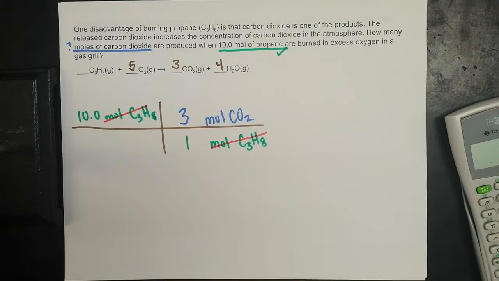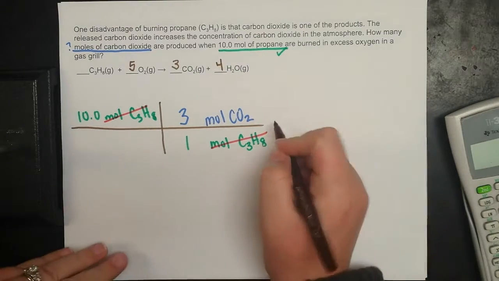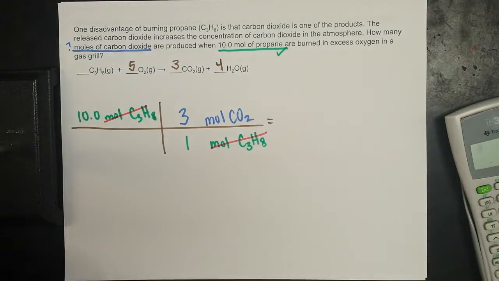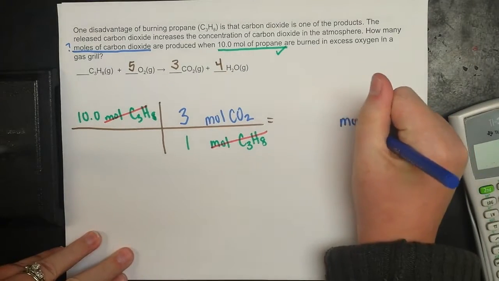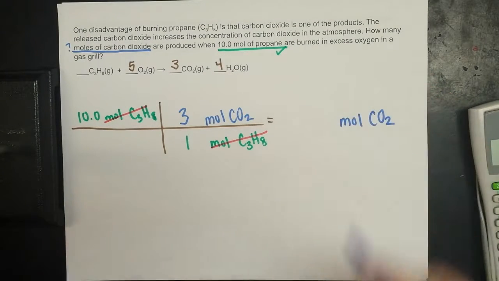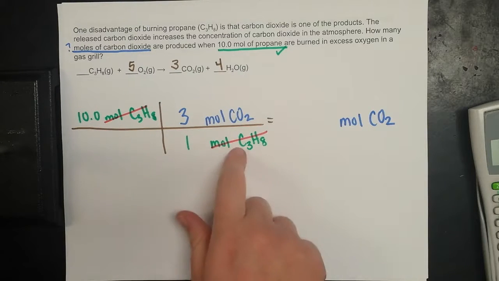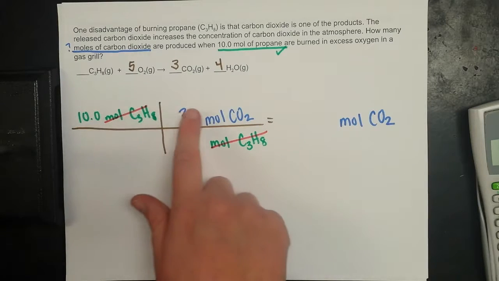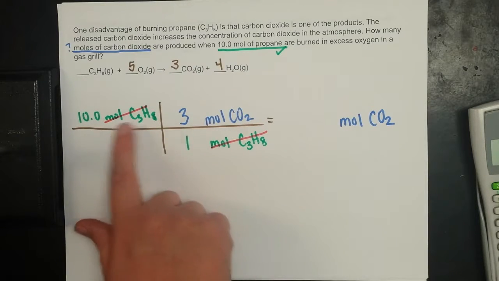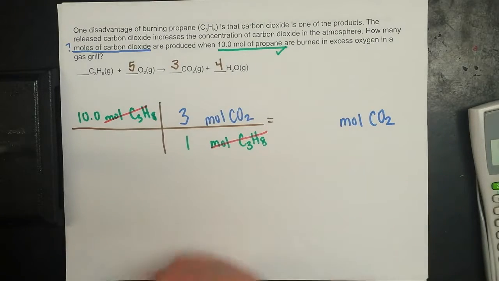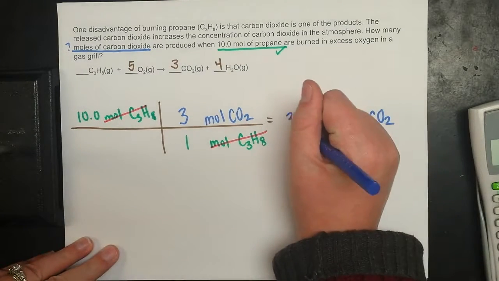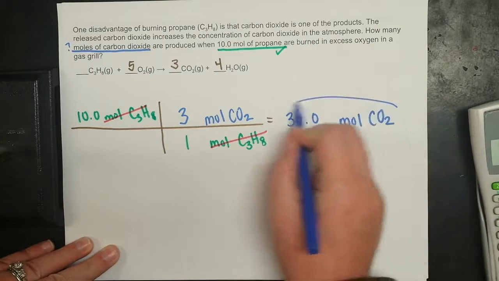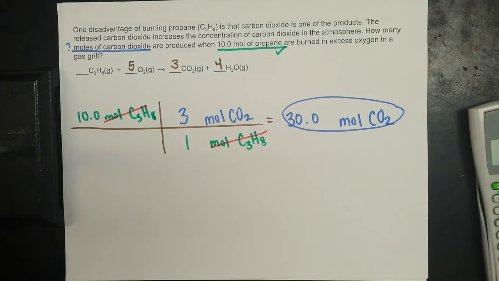All right. I see that I'm left with the units that I've been asked to find. So I'm going to go ahead and put moles of carbon dioxide out to the side so that way I do not forget that in my answer. And now I can just do the math. So if 1 mole of propane makes 3 moles of carbon dioxide, 10 moles of propane should make 3 times as much. So I can do 10 times 3 divided by 1. It's just 10 times 3. So I should produce 30 moles of carbon dioxide. And that's it.